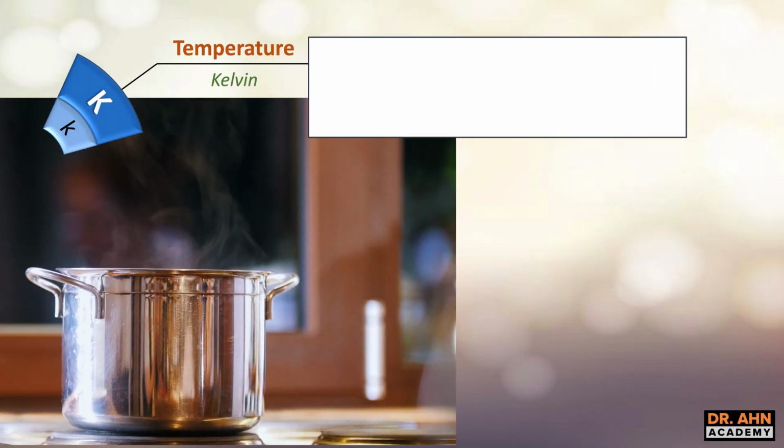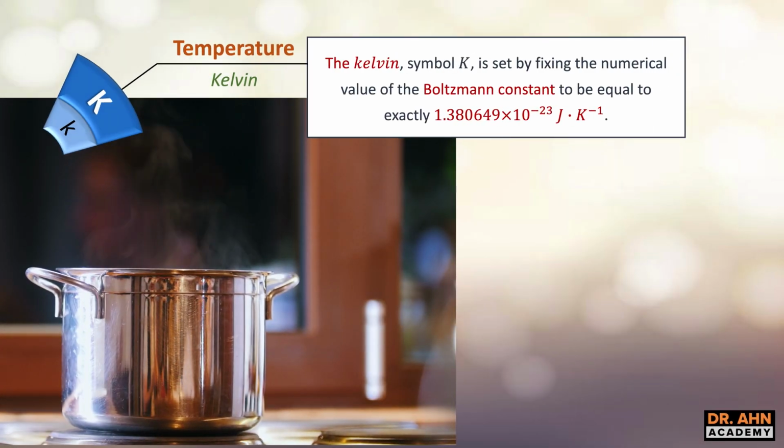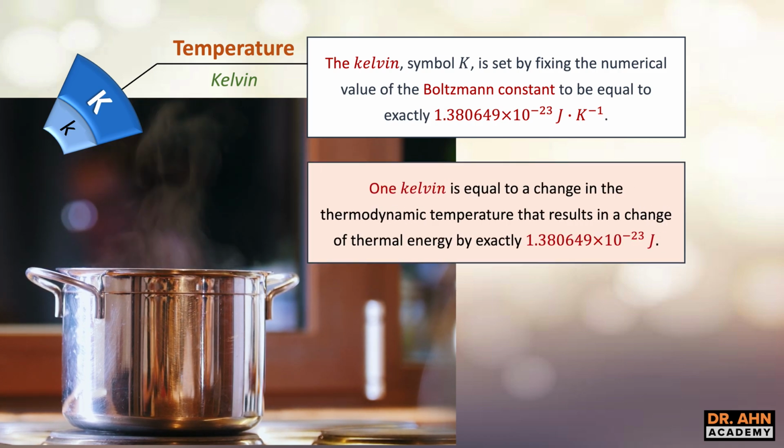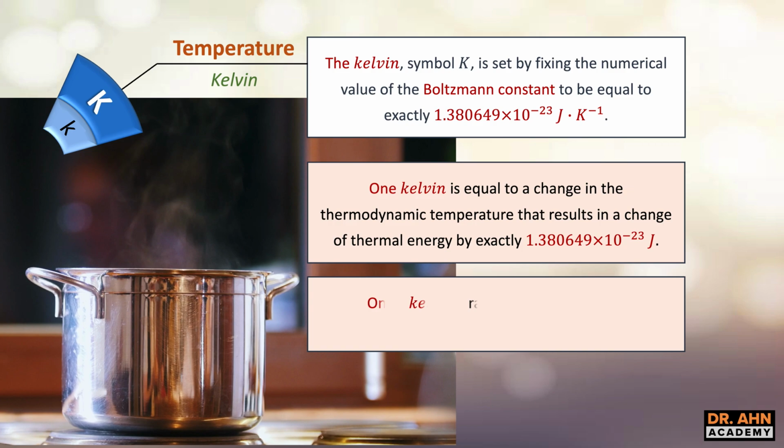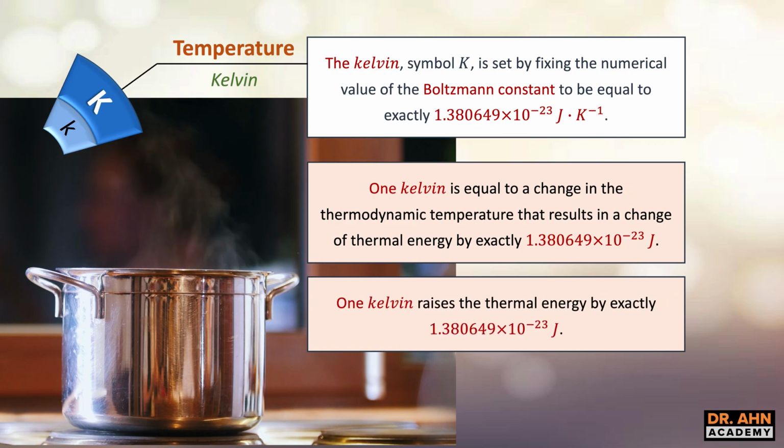And here is the current definition. The Kelvin is set by fixing the numerical value of the Boltzmann constant to be equal to exactly this number. Well, of course, to a lot of us, it doesn't explain directly what 1 Kelvin is. So let me restate the definition in a little easier way. Here we go. 1 Kelvin is equal to a change in the thermodynamic temperature that results in a change of thermal energy by exactly this many joules. Well, if I cut it shorter and make it more simplified, here we go. 1 Kelvin raises the thermal energy by exactly this many joules.